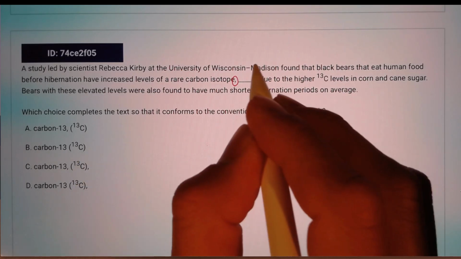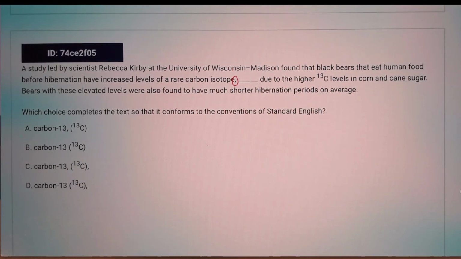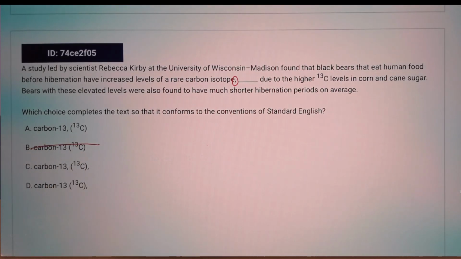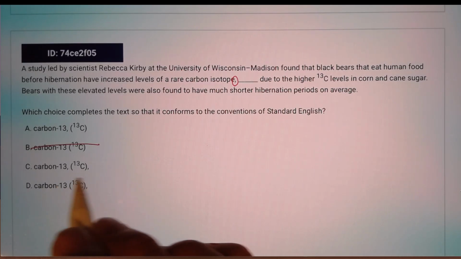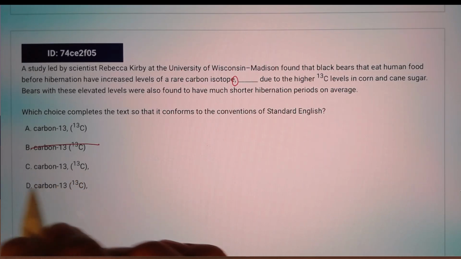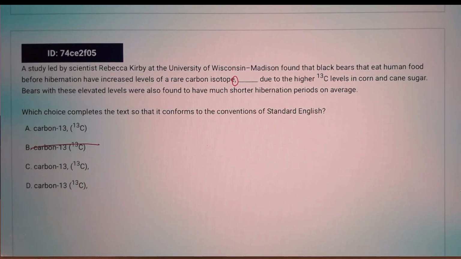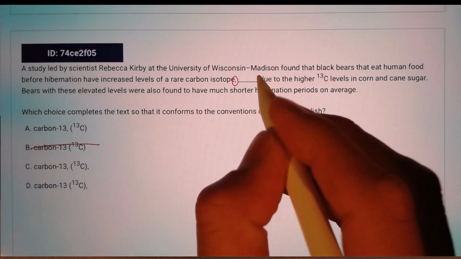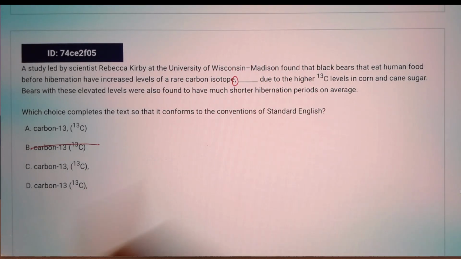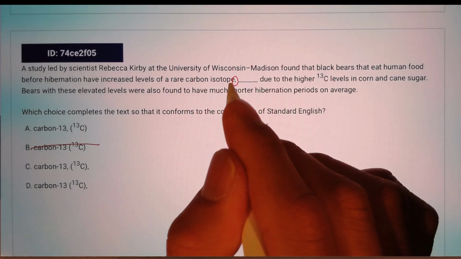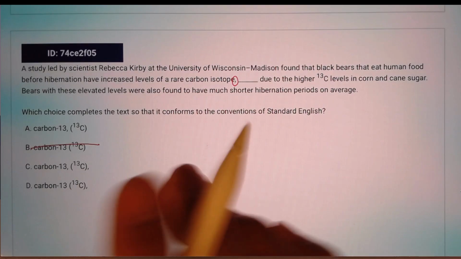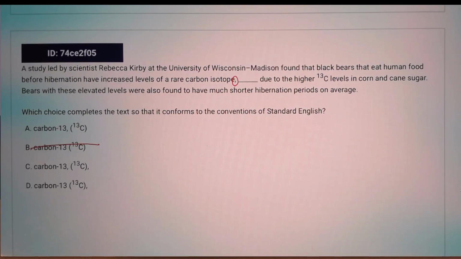Therefore, we have a comma here and a comma there. But so that means choice B is out. But what about choice A, C, and D? They all have a comma. You do not want to separate between the parentheses and the word that's more specific, isotope here, because we are already having a supplementary phrase starting with a comma and we're going to end it so that your sentence can be read smoothly even without this supplementary phrase.